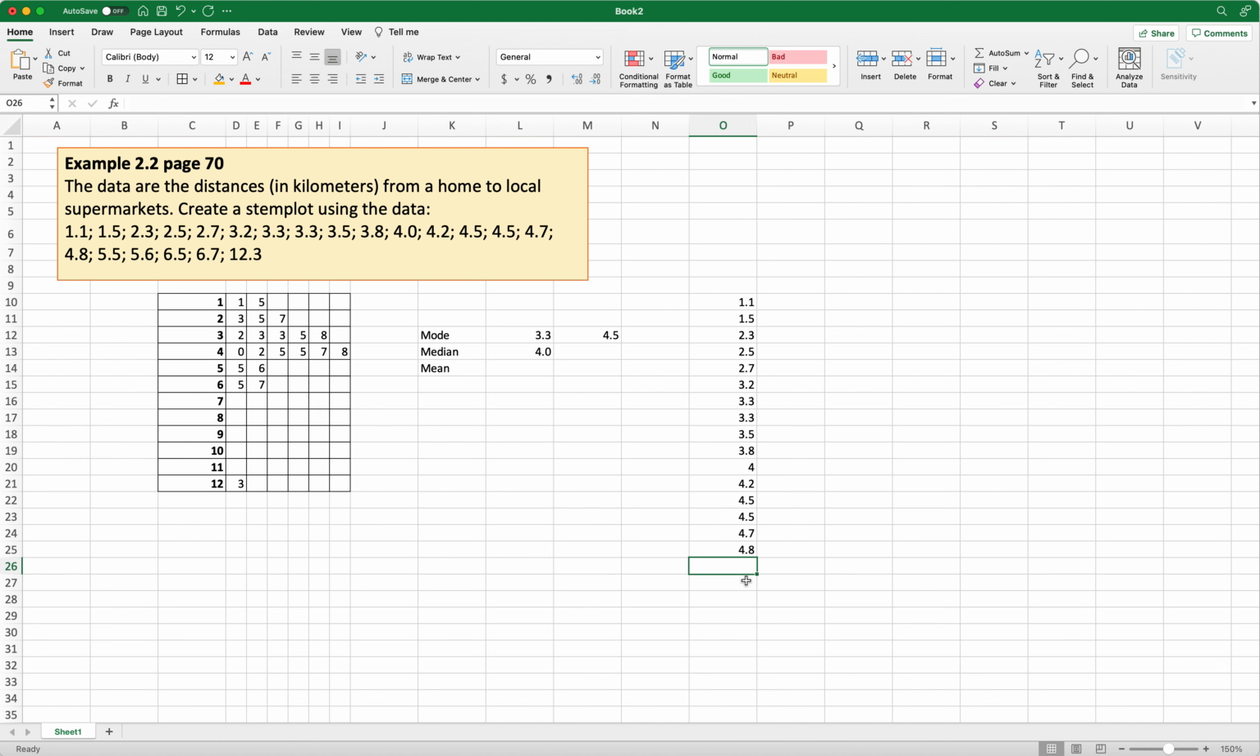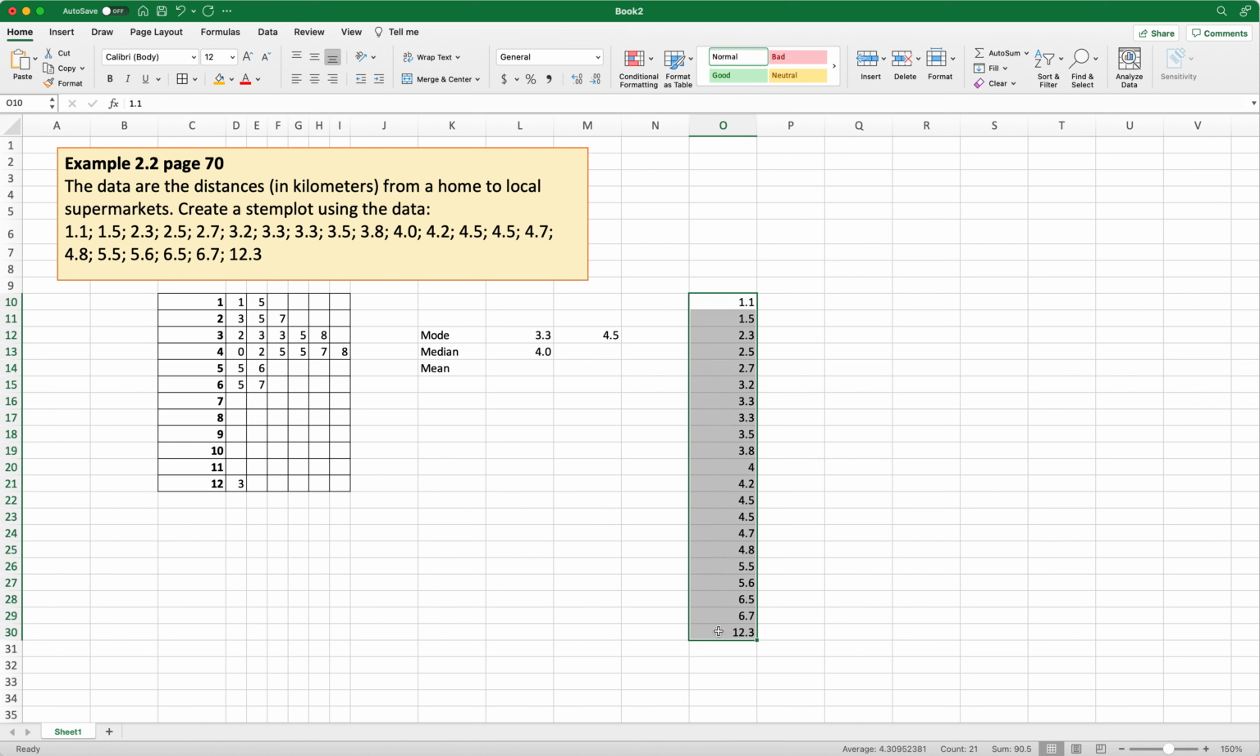5.5, 5.6, 6.5, 6.7, and 12.3. How many do we have there?